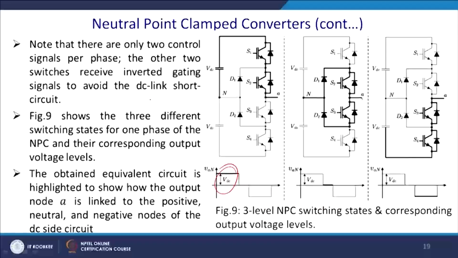So, note that there are only two signals per phase. The other two switches receive the inverted gating signal to avoid the disabling short circuit. Figure 9 shows the 3 different switching states for 1 phase of the NPC and the corresponding output voltage levels. The obtained equivalent circuit is highlighted to show how the output node A is linked to the positive, neutral and the negative node of the DC circuits.